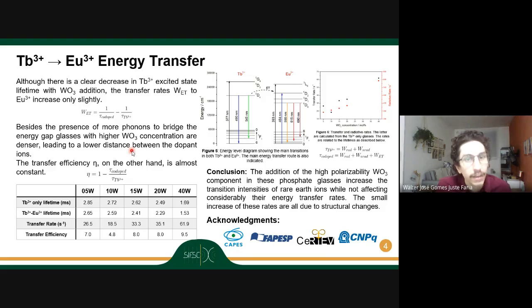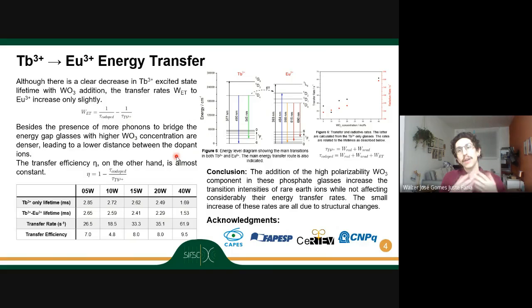Right? We can check that by looking at the transfer efficiency through this equation here, also comparing both lifetimes. And we can see the transfer efficiency almost does not vary, okay? From 7% to 10%. So it's basically constant. If the higher polarizability would increase the transfer rates a lot, of course, for 40% tungsten we would have a much higher transfer efficiency. And this is not what we see here. So we can clearly see that although the polarizability in our glasses increases, the transfer rates do not increase substantially.